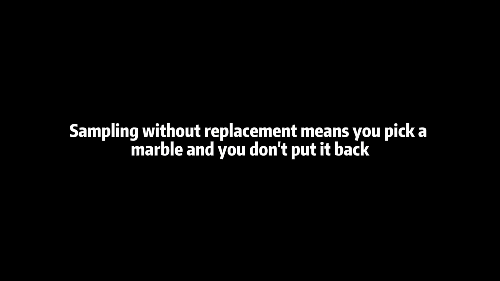Sampling with replacement means you pick a marble, look at it, and then you put it back in the jar before picking another one. So each time you pick, every marble still has an equal chance of getting chosen. Sampling without replacement means you pick a marble and you don't put it back. So with each pick, the pool of marbles you're choosing from gets smaller.